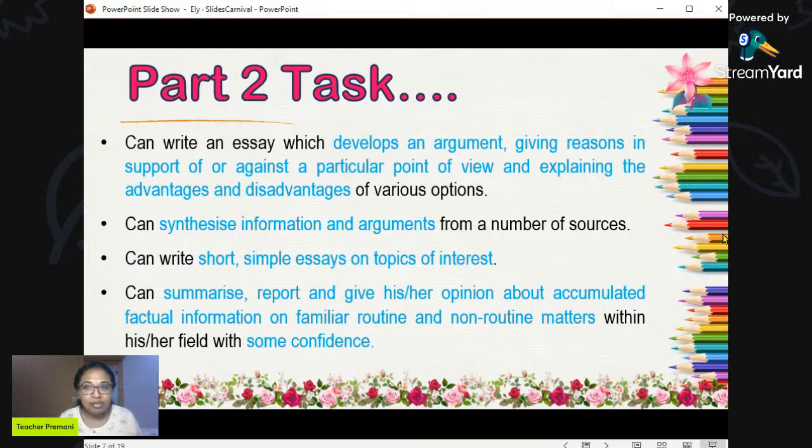You know it. For example, food. If you take diet food, there are advantages. If you don't take diet food, there are disadvantages. I think commonly you know, right? So why should you worry? The content is already there. Only that you need to put it in proper sentences. And then you can synthesize information and arguments. It means you can write the elaboration. You can support your first advantage, second advantage. And then you can write a short, simple essay on a topic. When I say short, it is for part two level, not part one level. Part one level is even shorter.